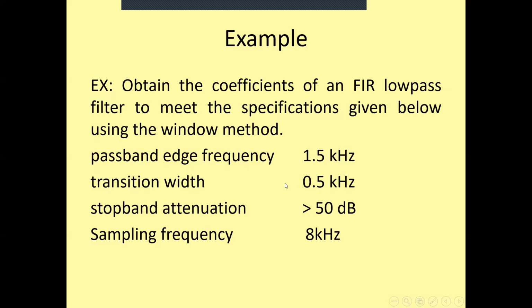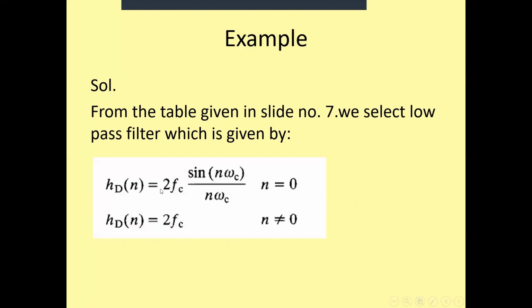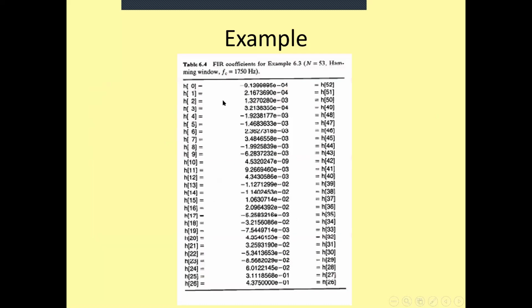Well, after we have selected the suitable kind of ideal impulse response, hd of n, for the low pass filter, and selected the suitable window function, and we have determined the missing parameters: in the ideal impulse response, the missing parameter is the cutoff frequency, and in the window function, the missing parameter is N capital, I mean the number of filter coefficients. Now we are ready to complete the question. This will be the low pass filter, and the window function is again determined.